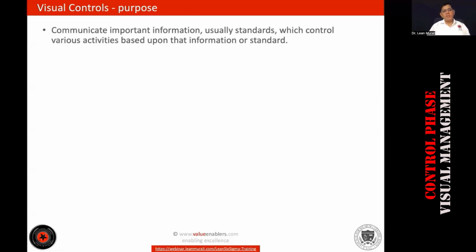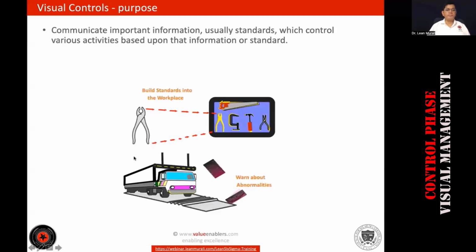So the purpose of visual control is to communicate important information, usually visual standards, which control various activities based on the information of the standard. So build a standard into the workplace, warn about abnormalities. Like this is the shadow board I was telling you about, when a tool is taken out, it can go back into the same place. And warn about abnormalities. When something is coming, you can always tell them.